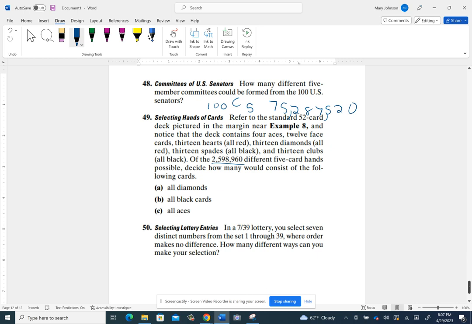All diamonds. Well, there's 13 diamonds, and if we choose 5, 13 choose 5, there'd be 1,287 hands that would all be diamonds. All black cards. There's 26 black cards, and we're trying to make 5-card hands. So 26 choose 5 means there'd be 65,780 hands that are composed of all black cards.